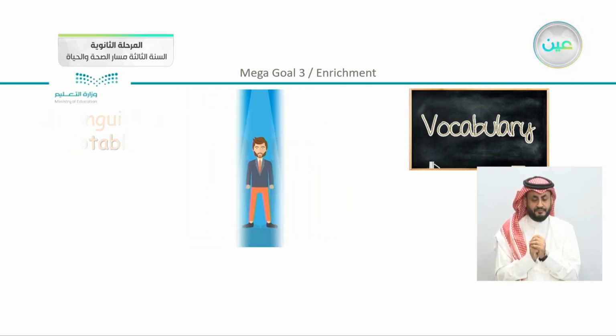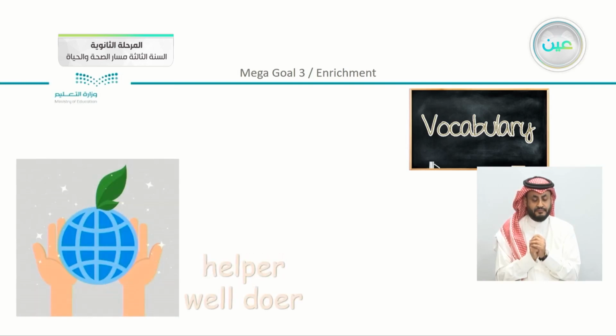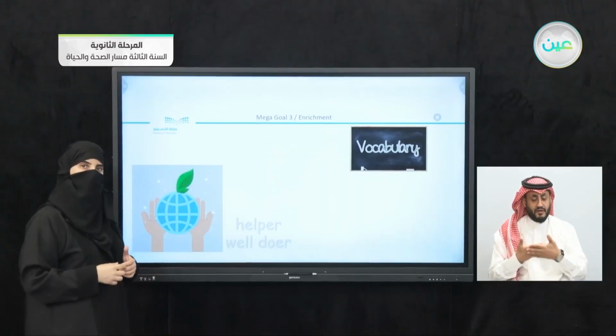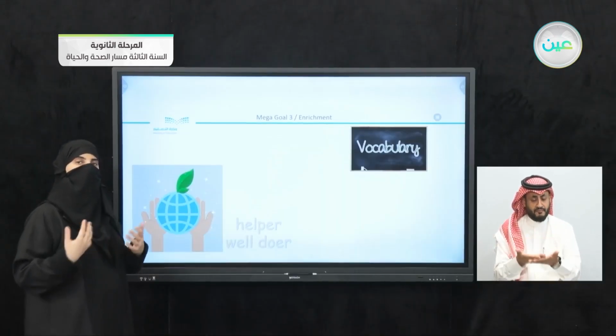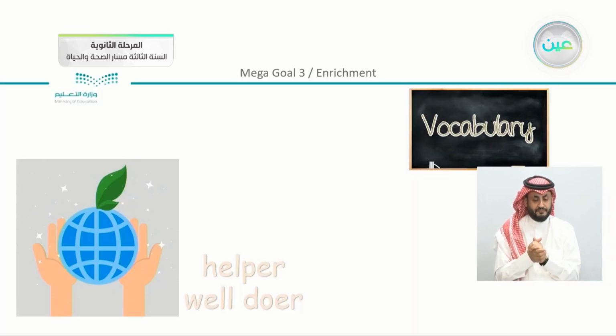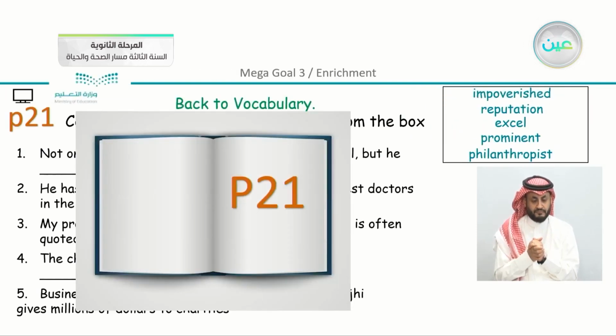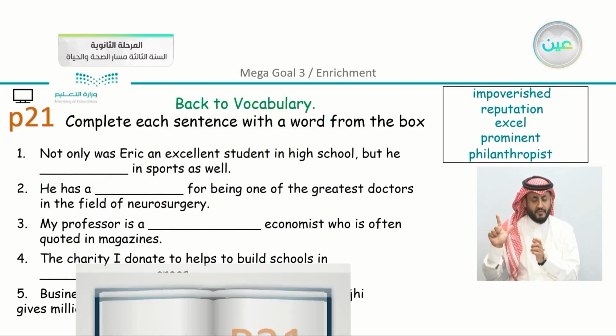And we have also, okay, we have the third or the last word, that you are going to give something to someone else. What did we say? You are a person who likes to give or to help other people. Now we said we had also the word, as we have here, helper, well-doer, or we can say philanthropist. On page number 21, we had the words.